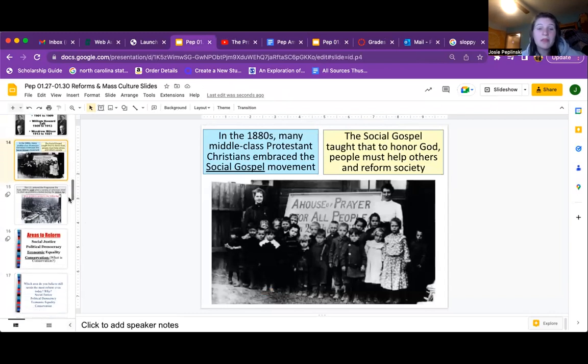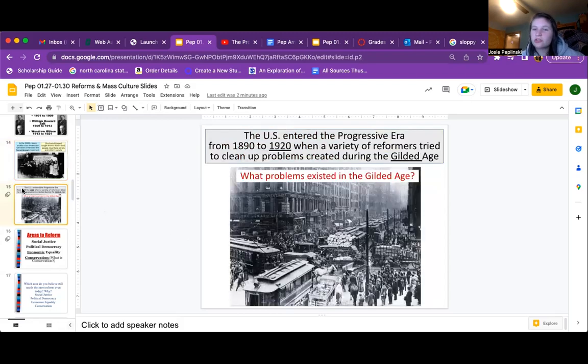where my questions went, but in the 1880s, middle-class Protestant Christians embraced the social gospel movement. The social gospel taught that to honor God, people must help others and reform society. So people who are Christians started to turn to helping to reform society. The US entered the Progressive Era from 1890 to 1920, when a variety of reformers tried to clean up problems created during the Gilded Age.